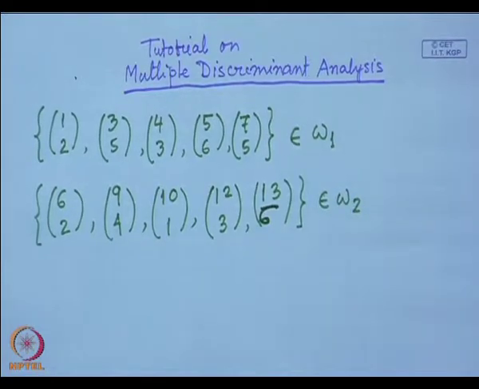And we want to find out the projection direction, so that when these feature vectors are projected onto a lower dimensional space, say projected onto a line, we want to find out the direction of the line, so that when these feature vectors are projected onto that line, the separability of the feature vectors between the two classes omega 1 and omega 2 will be maintained.